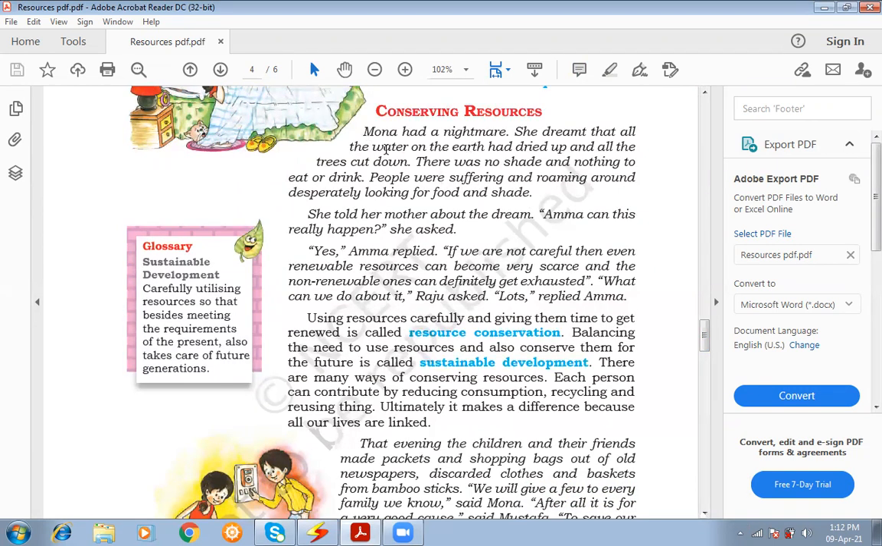So then you see what they have written. Mona had a nightmare. Nightmare means a very bad dream. She dreamt that all the water on the earth had dried up and all the trees were cut down. There was no shade and nothing to eat or drink. People were suffering and roaming around desperately looking for food and shade.